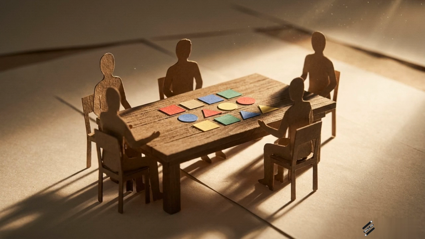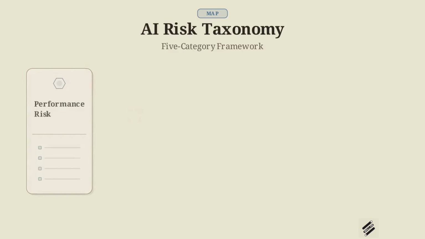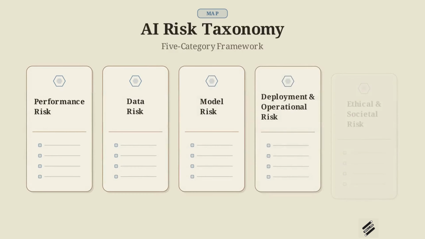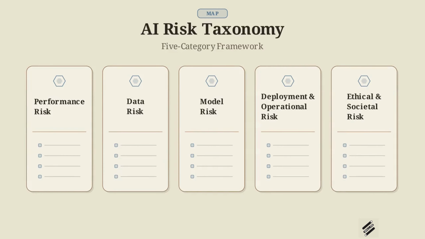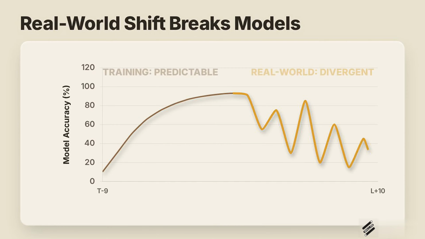To build that shared vocabulary, we rely on the mapping phase of the NIST AI Risk Management Framework. The assessment team methodically categorizes the AI system's vulnerabilities against 5 specific risk profiles. Category 1 is performance risk. This measures whether a model will act as intended when real-world conditions diverge from its training data.